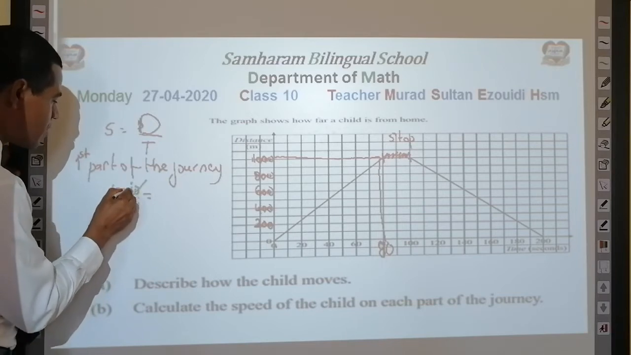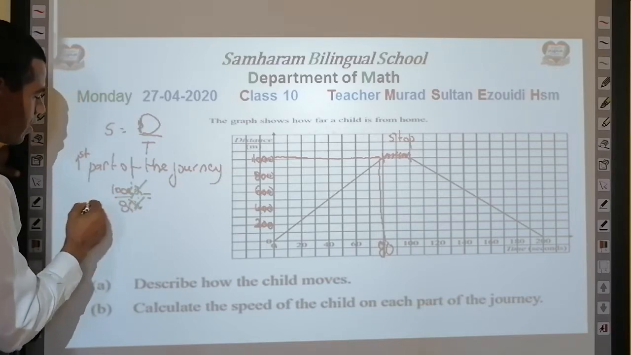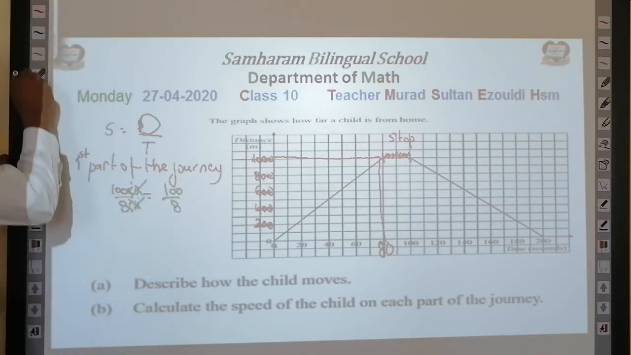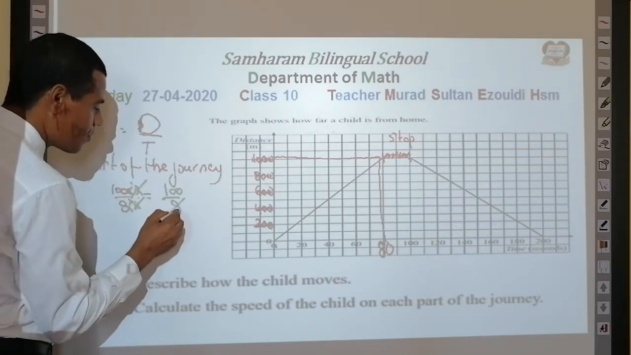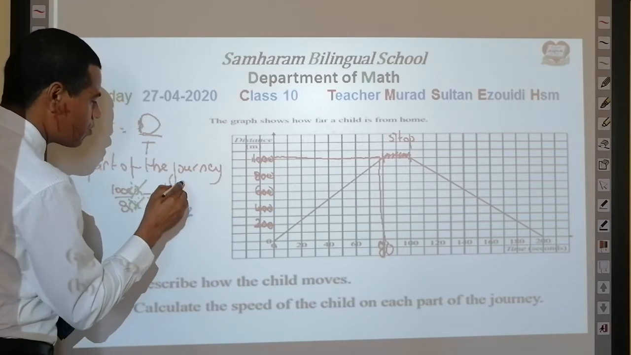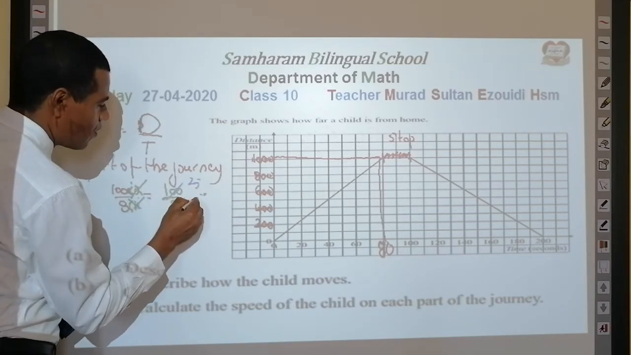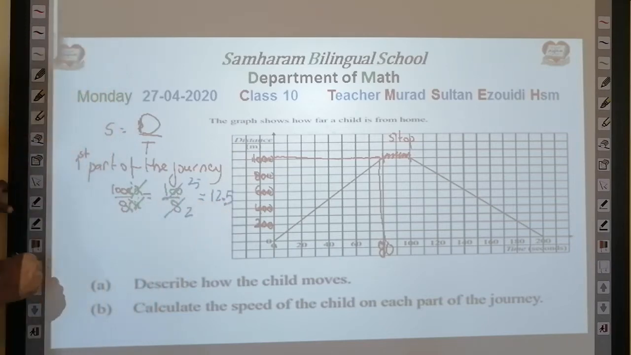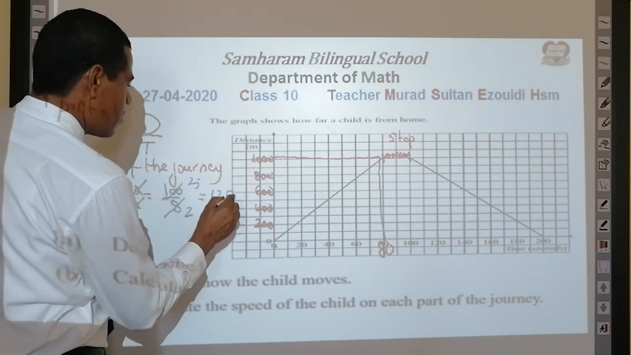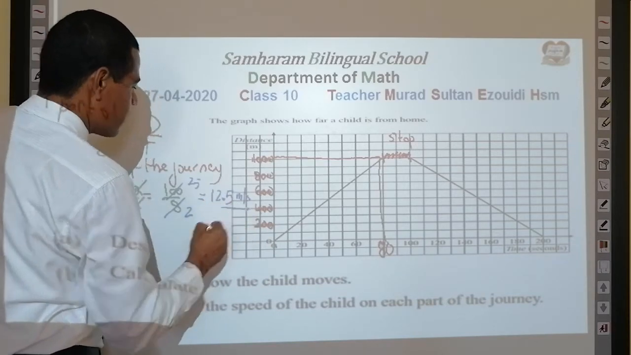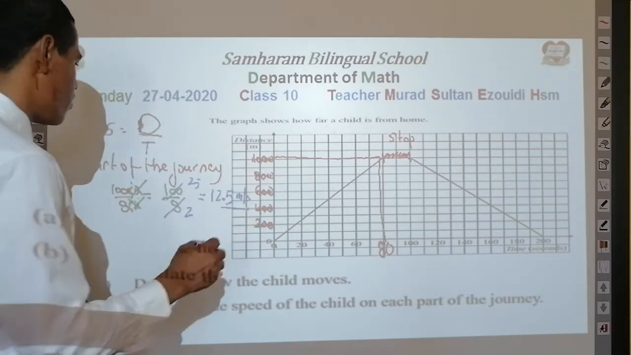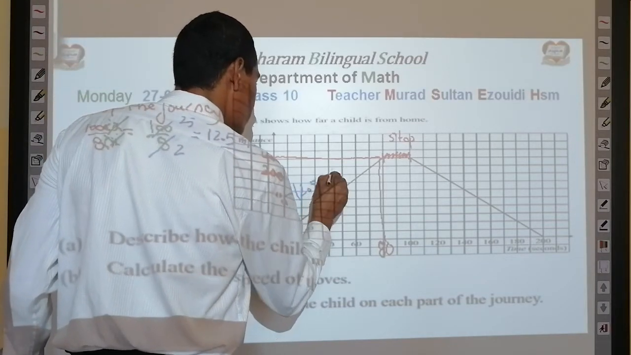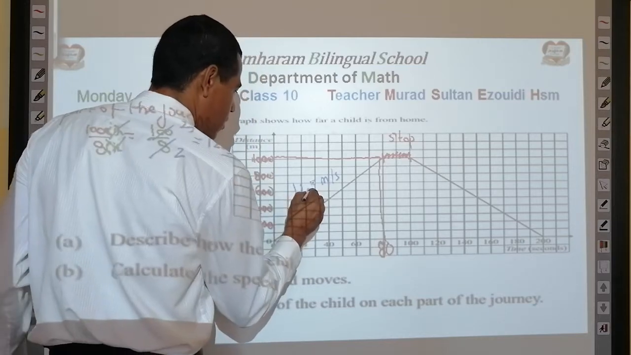So just cross out the zeros, and it will be 100 divided by 8. Then, how many fours here? It will be 2. Here, how many fours? It will be 25. 25 divided by 2 is 12.5. What is the unit? It is meters per second. This is the first journey: 12.5 meters per second.